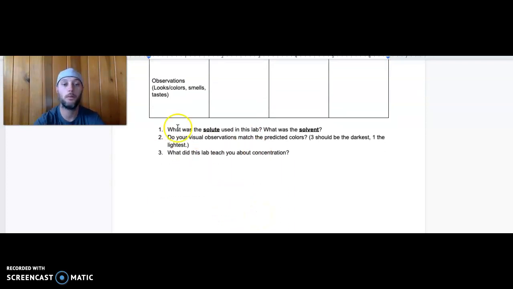You'll at some point want to mention what the solute was. At some point you'll want to mention what the solvent was. Answer these three questions. This will have to be after you're done. You want to say something like, look, I thought that this was going to be the darkest of the three, and it ended up being the lightest. And so those kinds of things.